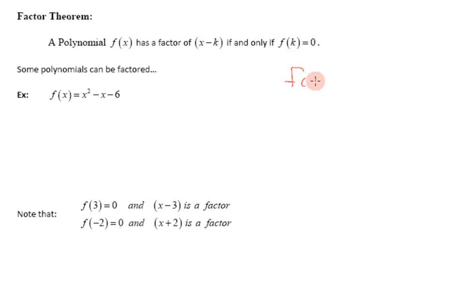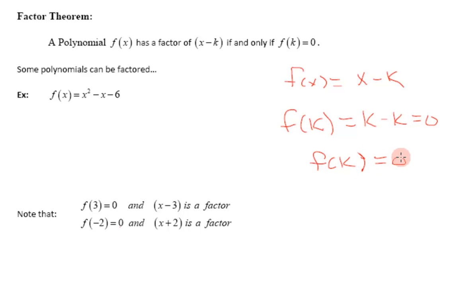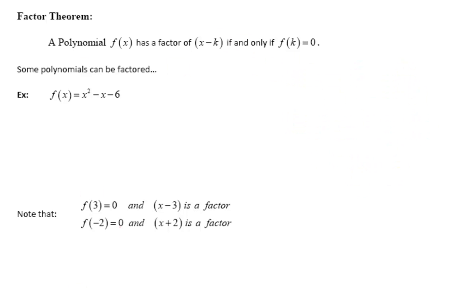So for example, let's just use the easy one. f of x equals x minus k. If I put k into this function, I get k minus k, which is 0. So f of k is 0, right? So what it says is that if k, when you put it in there, produces a 0, then x minus k is a factor. If x minus k is a factor, then k, when you put it in there, gives you 0. It goes both ways. Of course, it's a little harder to see with those letters, so let's check an example.